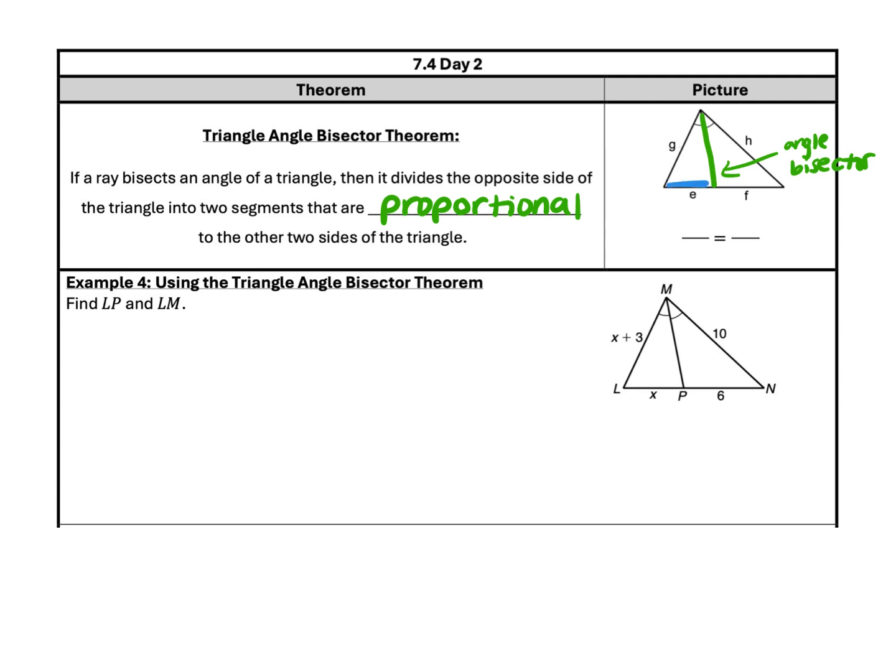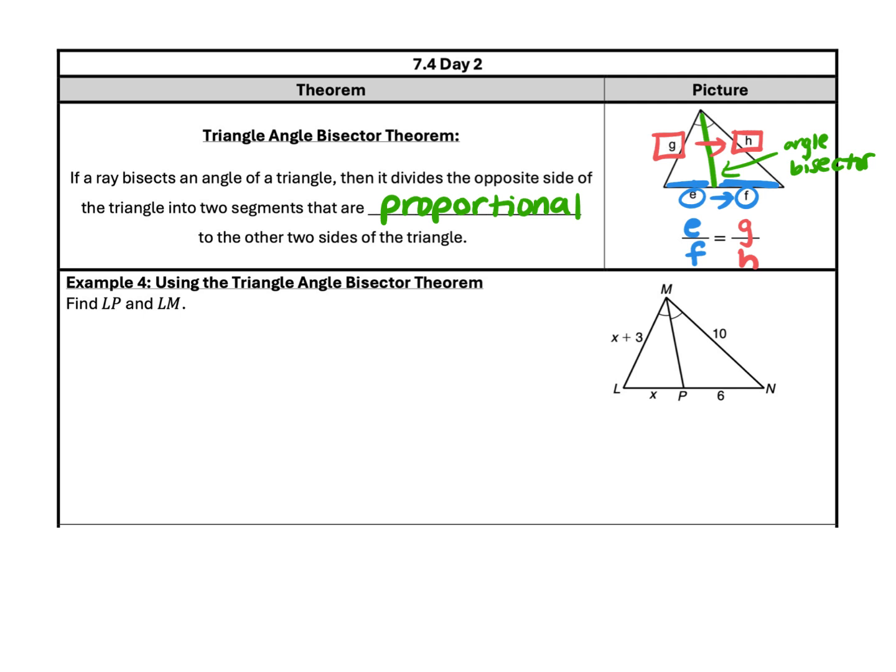So notice how it's divided into like segment E and segment F. Well, what this theorem is stating is that E over F is going to be equal to the same ratio as the other two sides of the triangle that aren't being divided. So that's going to be G over H. And I went left to right each time. As long as we go the same direction, it works.